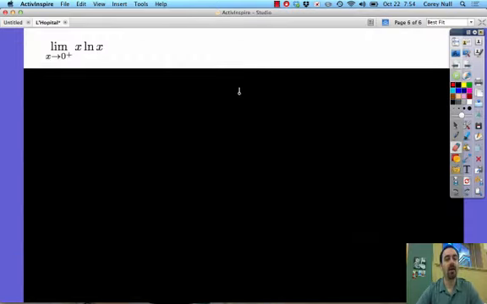Okay. Let's look at another problem that may be a little harder to factor any other way. We're going to look at the limit as x goes to 0 from the right of x ln of x.